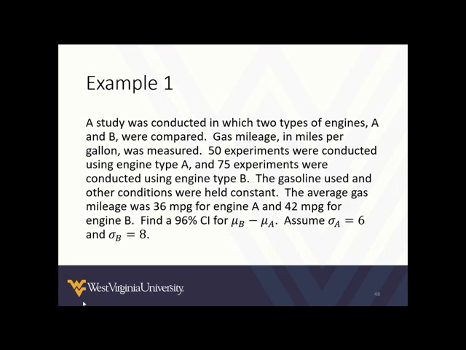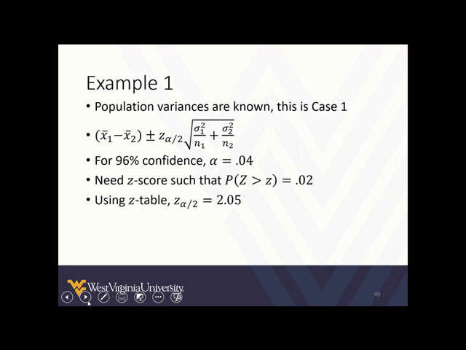The average gas mileage was 36 miles per gallon for engine A and 42 miles per gallon for engine B. We'd like to find a 96% confidence interval for mu B minus mu A, assuming that we're comparing our engines A and B type. We will assume the population standard deviation for engine type A is 6, and the population standard deviation for engine type B is equal to 8. Now, as we were given the population variances, this implies that this is case 1.